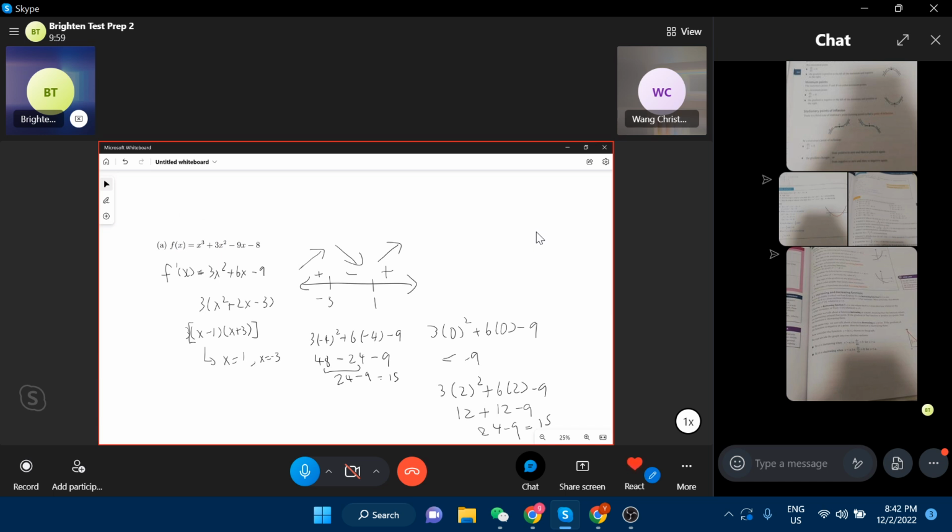Oh, okay. Makes sense? So -3 and 1 are the points where it's going to change direction, after or before that. Oh, okay. Those are the stationary points. Yeah.